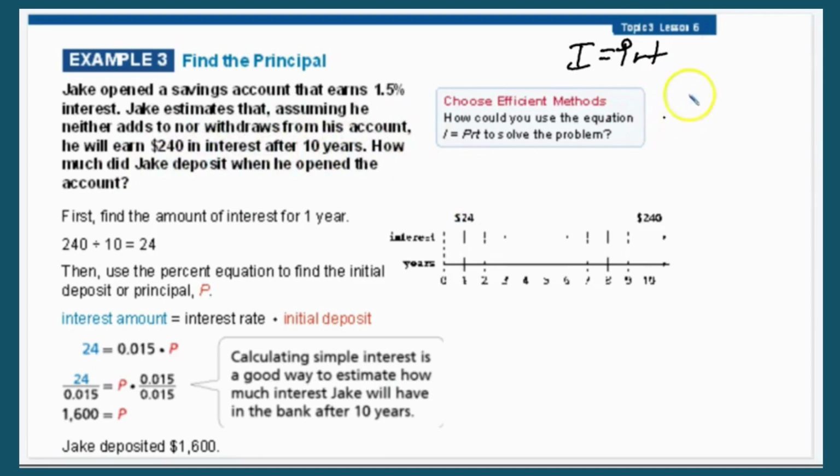Okay, so we just read the problem. Let's write down what we have. We've got I. That is 240 in interest. So 240 equals I. Do we know what P is? No, that is what we're solving. How much did Jake deposit when he opened the account? That's the principal that he put in.